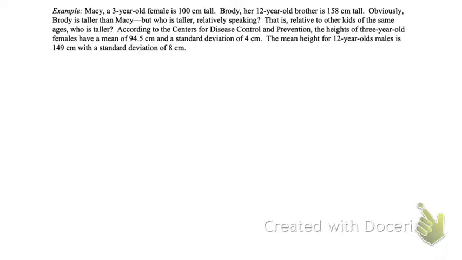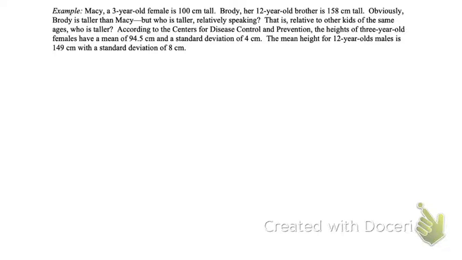All right, we're going to talk about Macy and Brody. Macy is a 3-year-old female. She is 100 centimeters tall. Brody is her 12-year-old brother, and he is 158 centimeters tall. So you guys can look at this data very easily and see who's taller. I got a 100 centimeter tall Macy, and I got a 158 centimeter tall Brody. Who's taller? Brody, obviously. Okay, but wait, there's more.